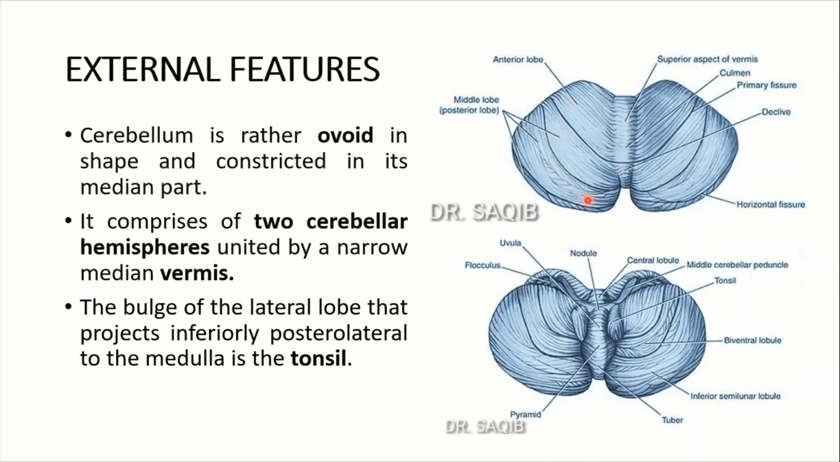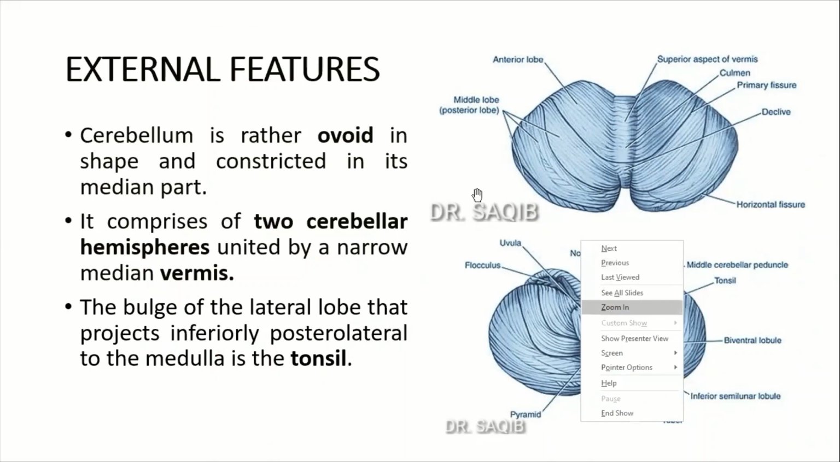So these are two cerebellar hemispheres. So the parts of the cerebellum. This is the whole cerebellum, and these are the two cerebellar hemispheres, and they are united by this narrow median vermis. This constriction is the vermis. The bulge of the lateral lobe that projects inferiorly, posterolateral to the medulla, is the tonsil. Now, this is the tonsil, right?